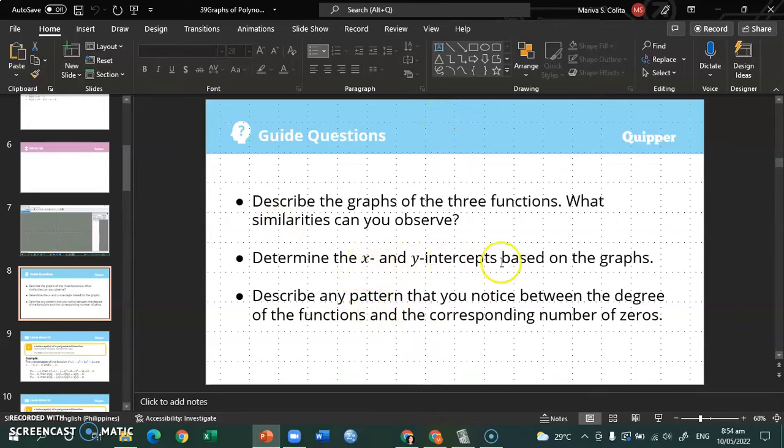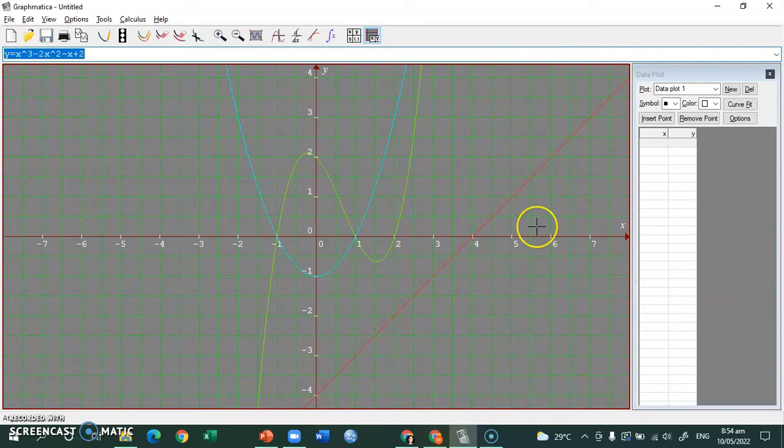Determine the x and y intercepts based on the graphs. Yung x-intercept class, ito yung point na nag-i-intersect yung graph sa x-axis. Okay? So, x-intercept. So, unahin natin yung linear function. Yung x-intercept niya ito, 4. Okay? X equals 4. Ito yung x-intercept niya. Yung y-intercept naman niya, ito kung saan siya nag-cross sa y-axis. That's the y-intercept. The y equals negative 4. Okay? So, meron siyang isang x-intercept, no? Isang x-intercept at saka isang y-intercept. Ayan, that's the linear function.